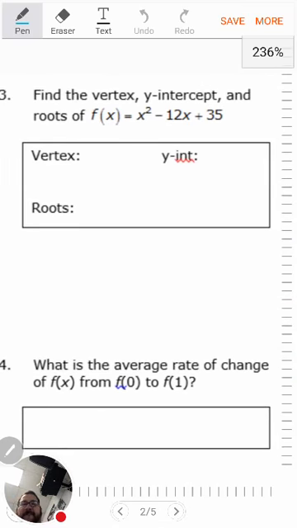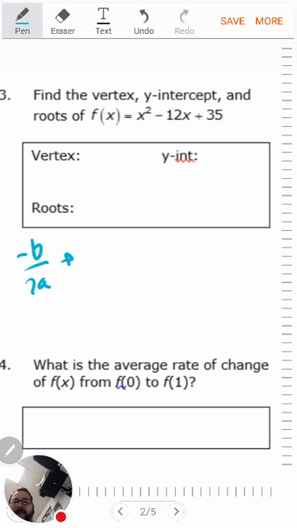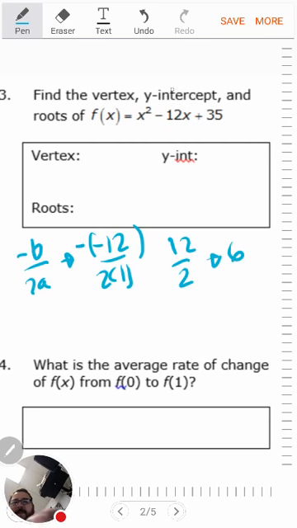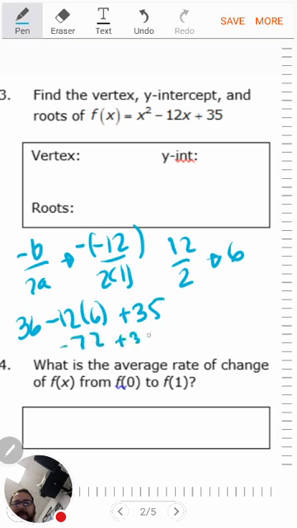So the first thing you need to do is find the vertex, which is negative b over 2a. So that is negative negative 12 over 2 times 1. Don't forget about the negative 12. So that's 12 over 2, which is 6. Then you plug it back in. You're going to get 36 minus 12 times 6 plus 35. So that is negative 72 plus 35 and 36. I know these two give me 71 minus 72, so it's negative 1. So your vertex is 6 and negative 1.